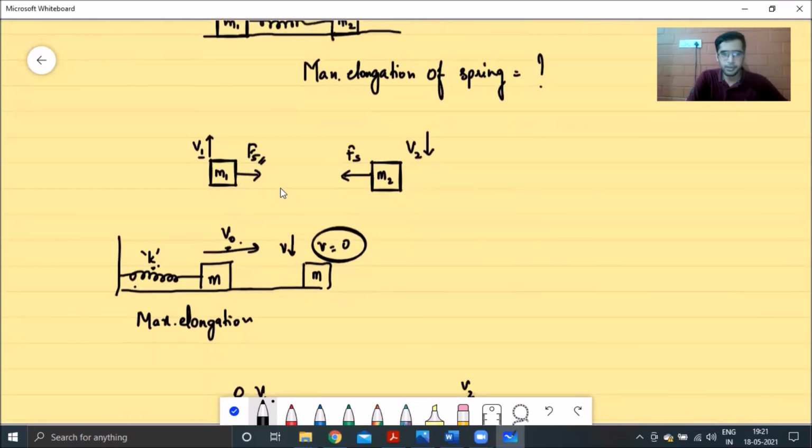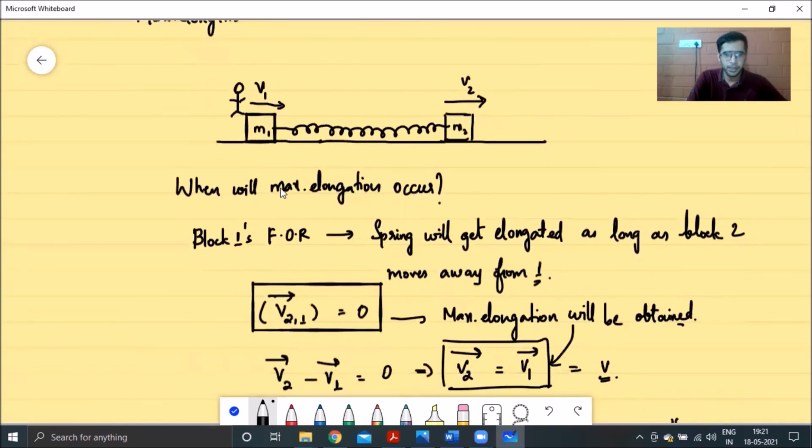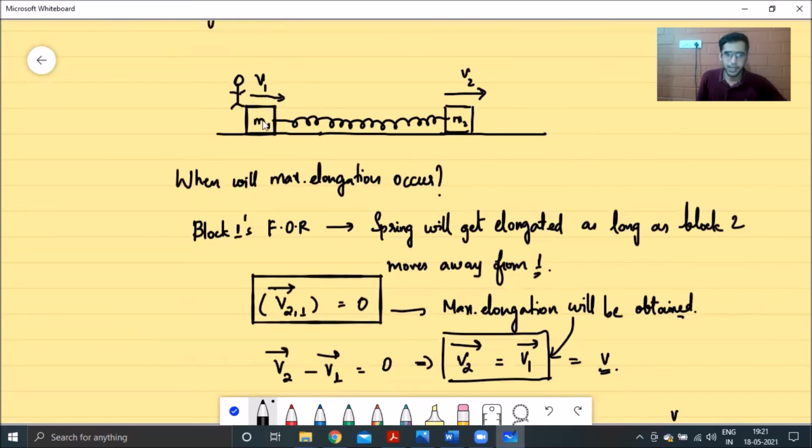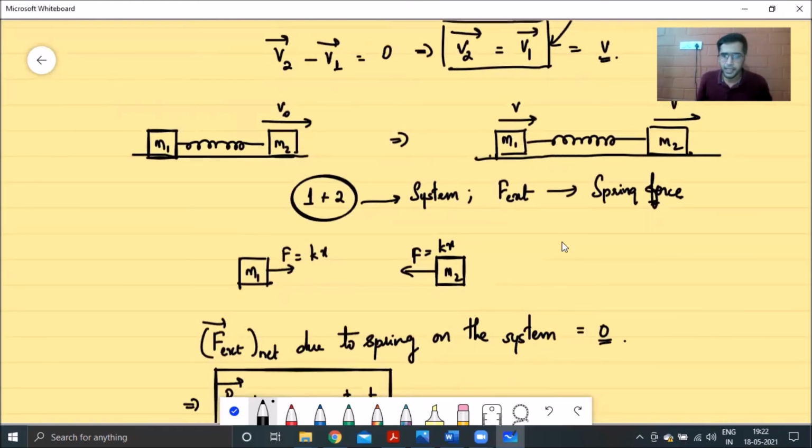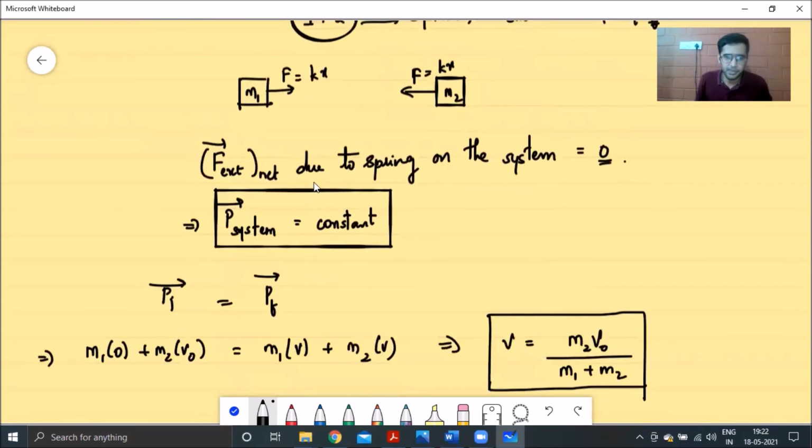We looked at when maximum elongation will occur. To find that out, we looked at the problem from block 1's frame of reference. Initially block 2 is moving forward with respect to block 1. So your maximum elongation will happen when block 2 stops moving forward with respect to block 1, as the velocity of 2 with respect to 1 becomes equal to 0. Writing it down mathematically, both of these blocks must have the same velocity at maximum elongation. And there was no external force acting on the system. You have spring force acting on them, but it will be equal and opposite on both the blocks, so the net external force on the system will be 0. So momentum of the system will be conserved.